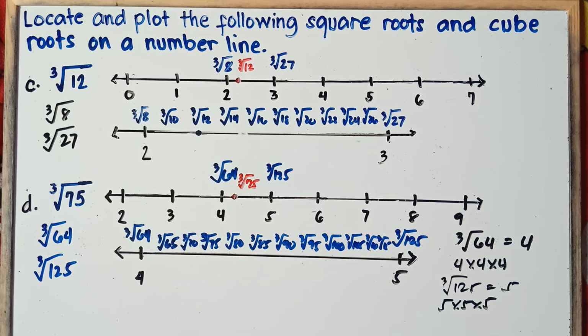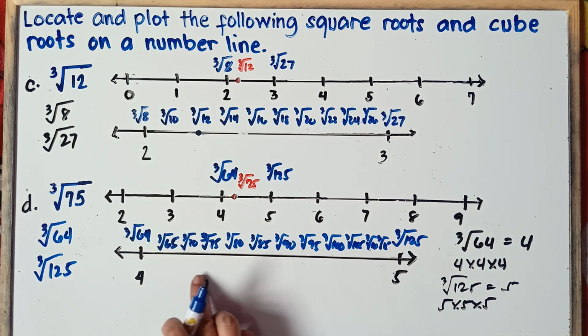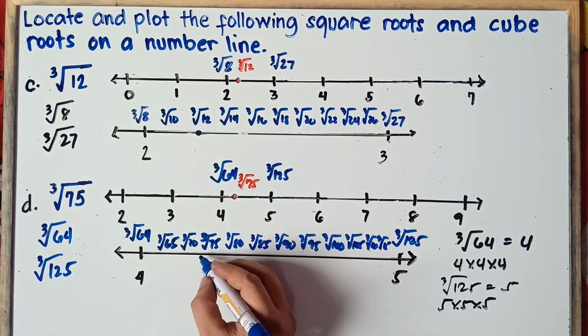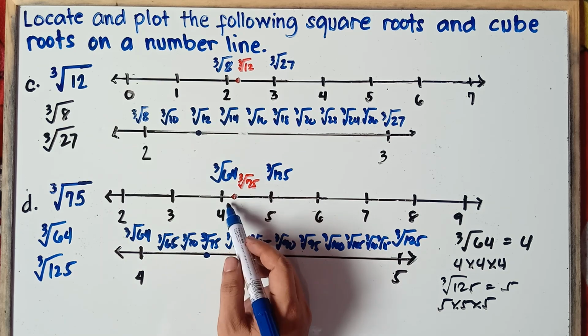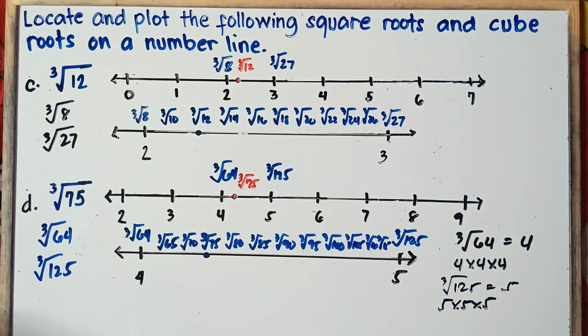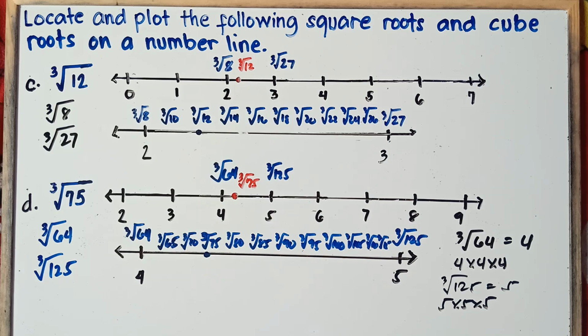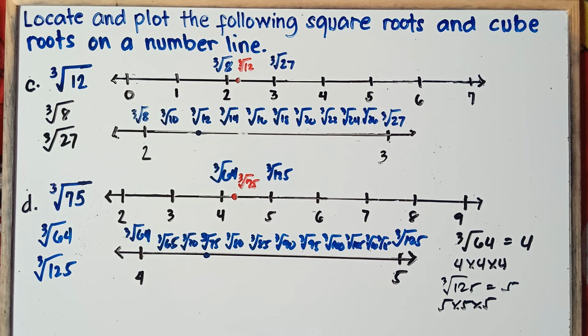Alright, so therefore, as you can see, with regards to this given, cube root of 75 is near 4. So this is our answer. The correct answer, class, is cube root of 75 is near 4. So you can just simply estimate, class. That's it, class. All set. So that's how you answer this one, class, to locate the points on the number line.